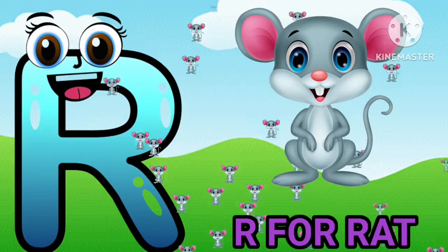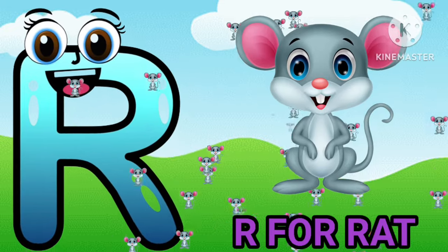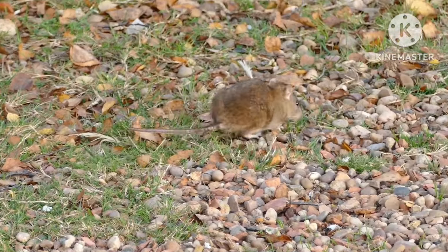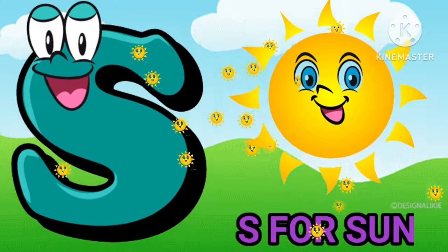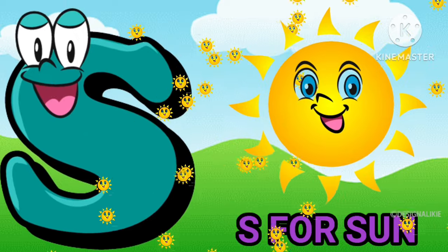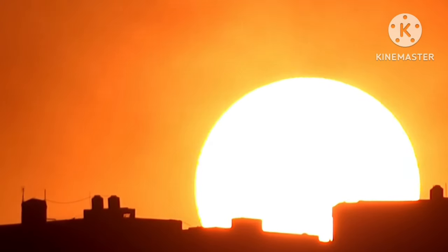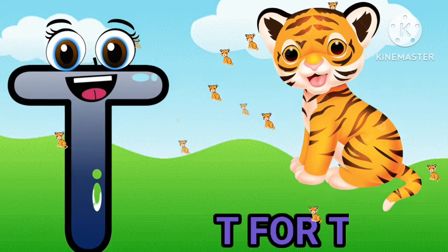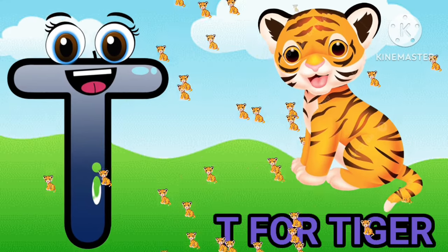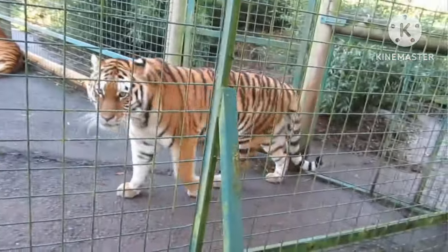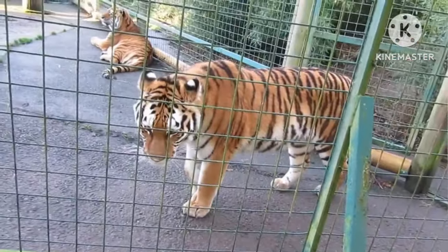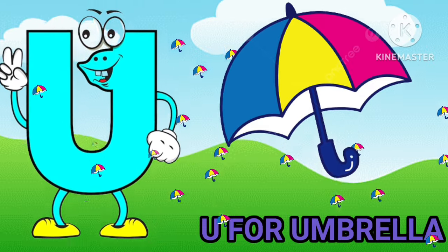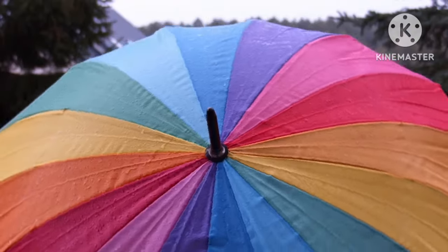R for rat. R for rat. Rat means? Chuha. S for sun. S for sun. Sun means? Suraj. T for tiger. T for tiger. Tiger means? Bagh. U for umbrella. U for umbrella. Umbrella means? Chhata.